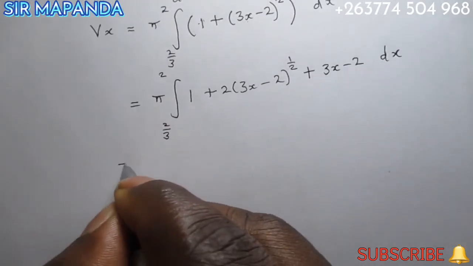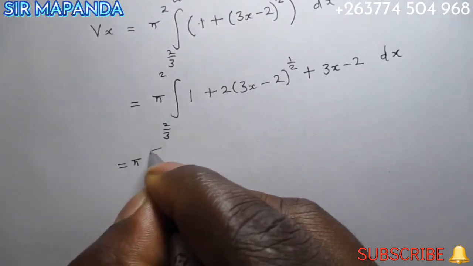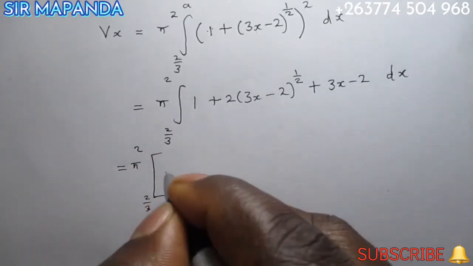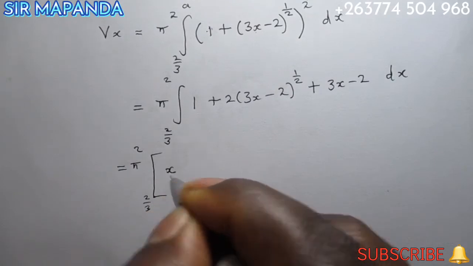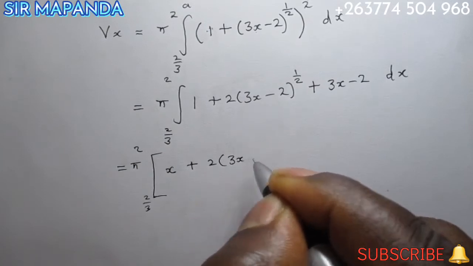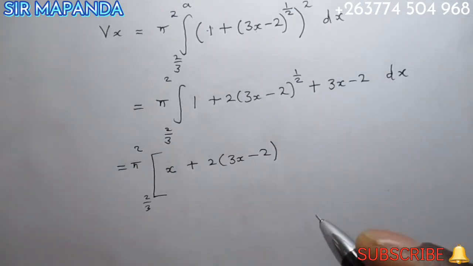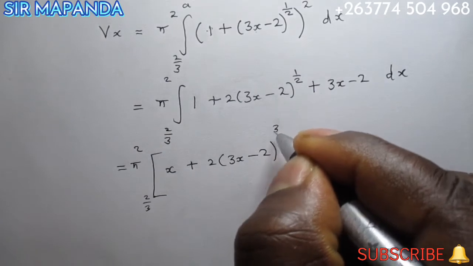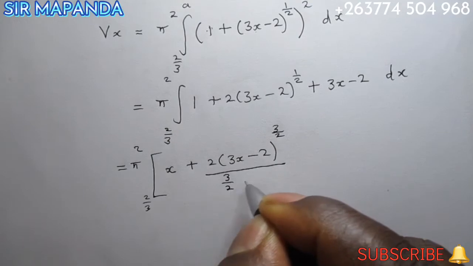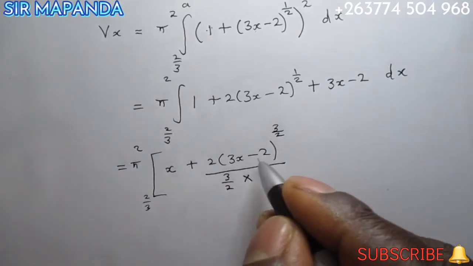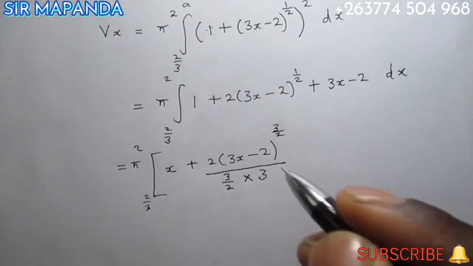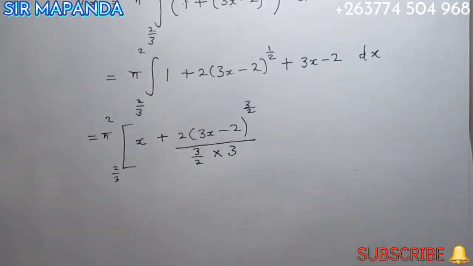So let me introduce the big bracket. Maintain the limits 2/3 and 2. So integral of 1 is x. You write x. Then to integrate this, you start by writing 2, open bracket, 3x minus 2. Add 1 to half, you get 3 over 2. Divide everything by the new power, 3 over 2. Then multiply by the derivative of the terms inside the bracket. Derivative of 3x is 3. Derivative of minus 2 is 0. I hope you are following.